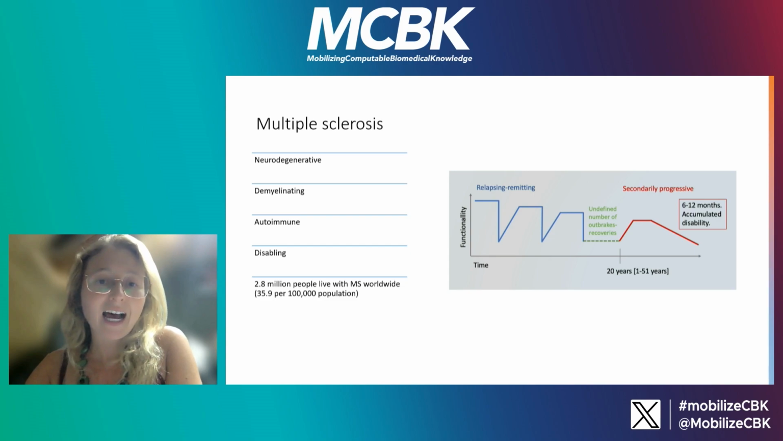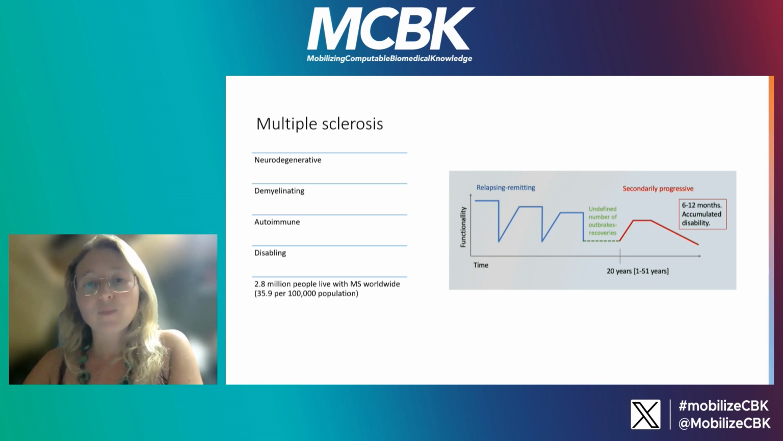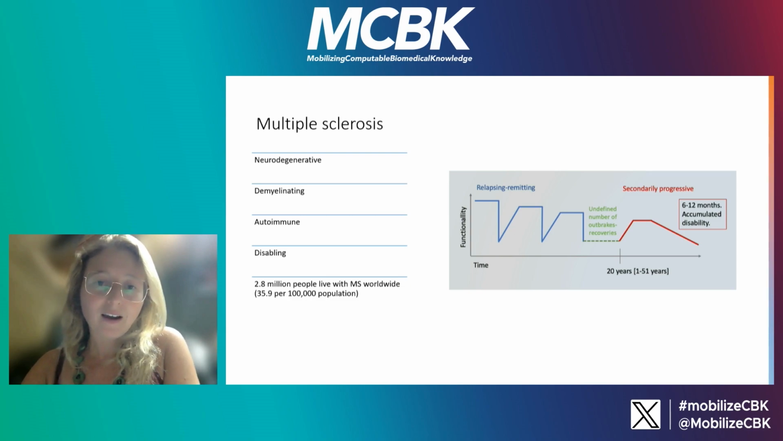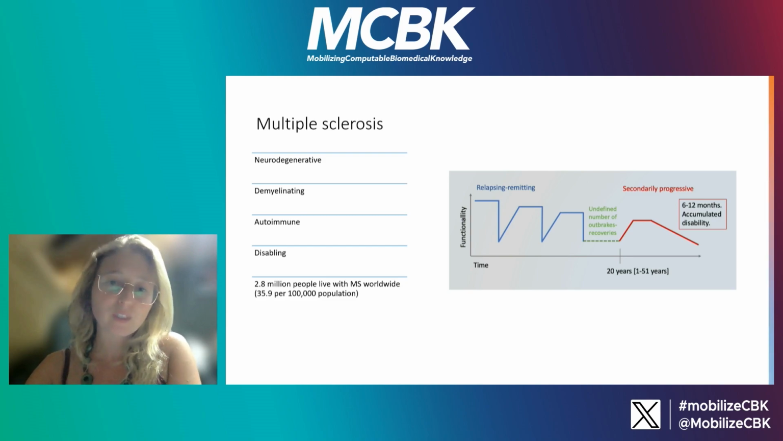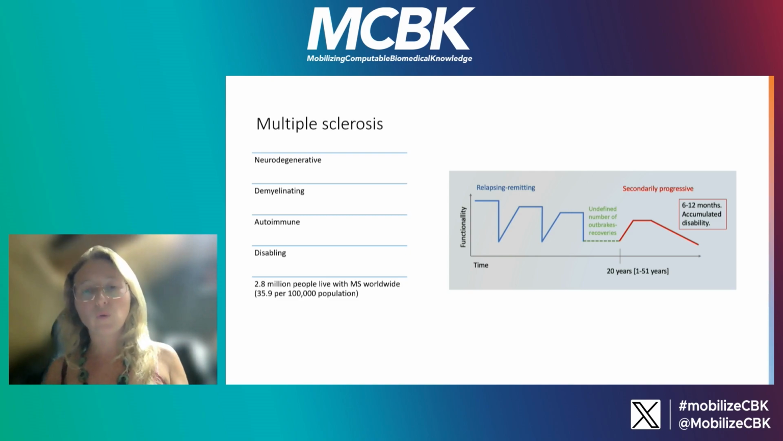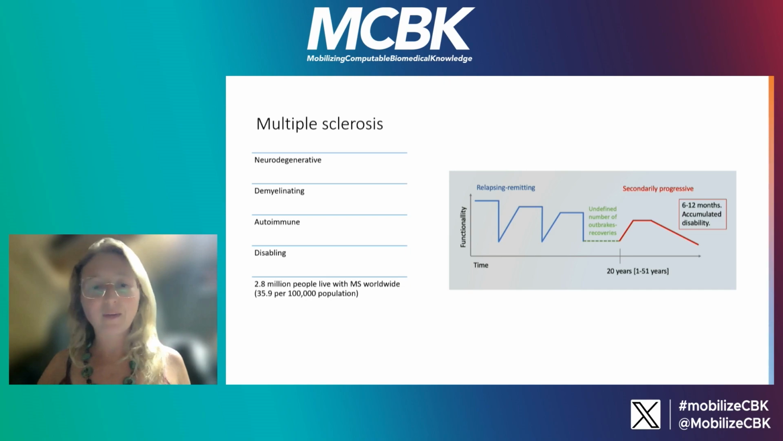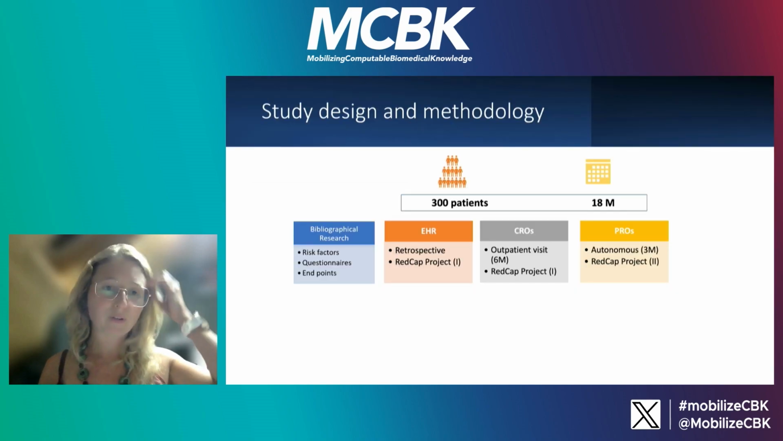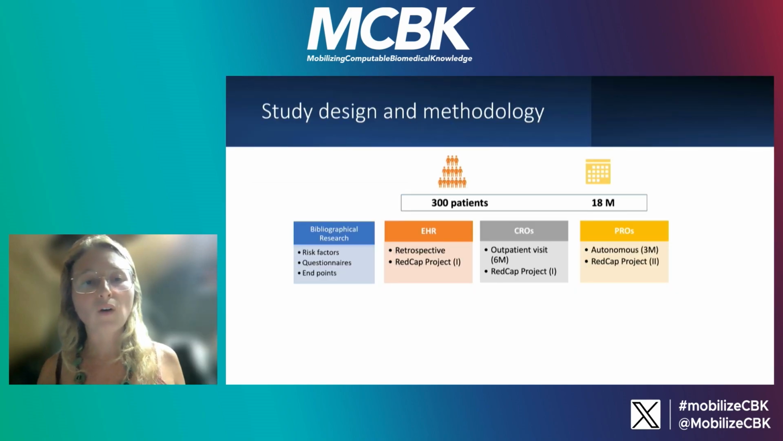After that, it starts a secondarily progressive phase characterized by a permanent loss of functionality. This start could happen 20 years after the diagnosis, in a range from 1 year to 51 years. That means a long period of uncertainty, and our system aims to reduce this period. For that, we are following a cohort of 300 patients during 8 months.